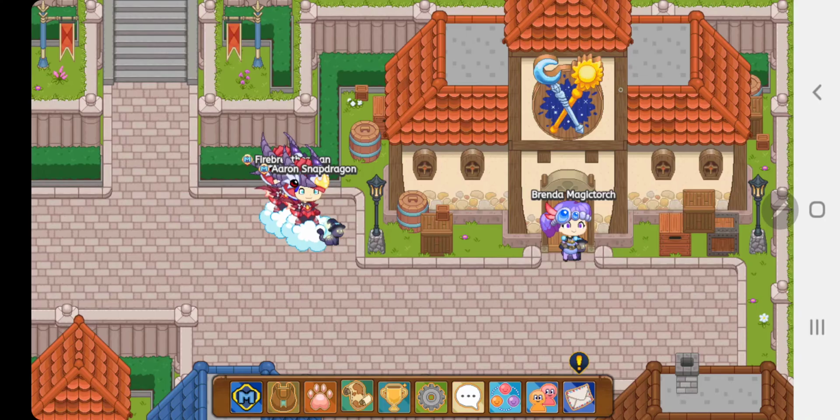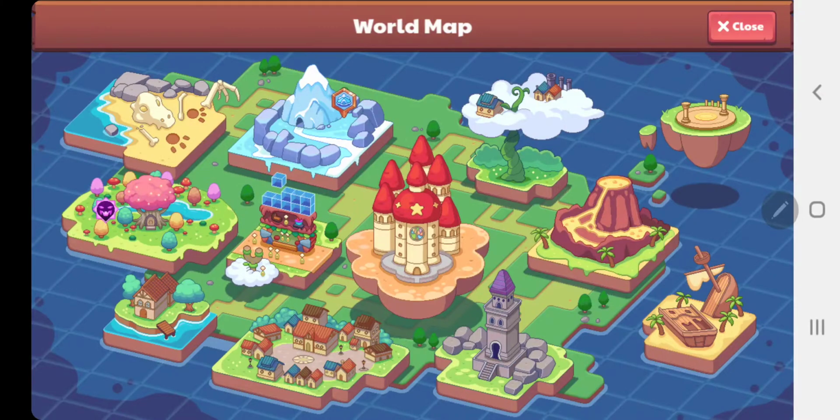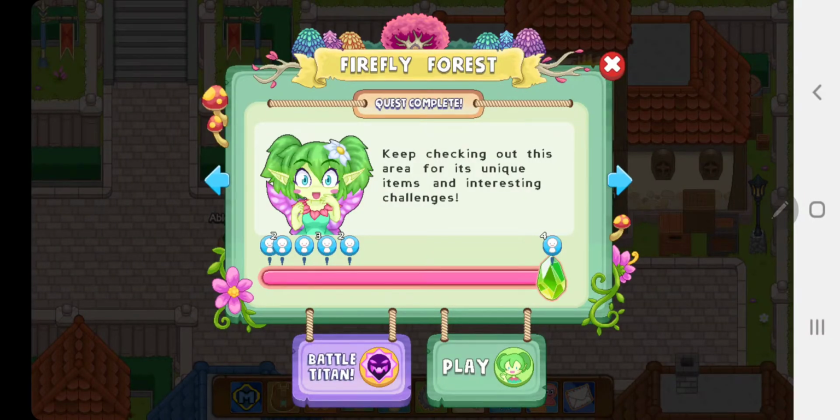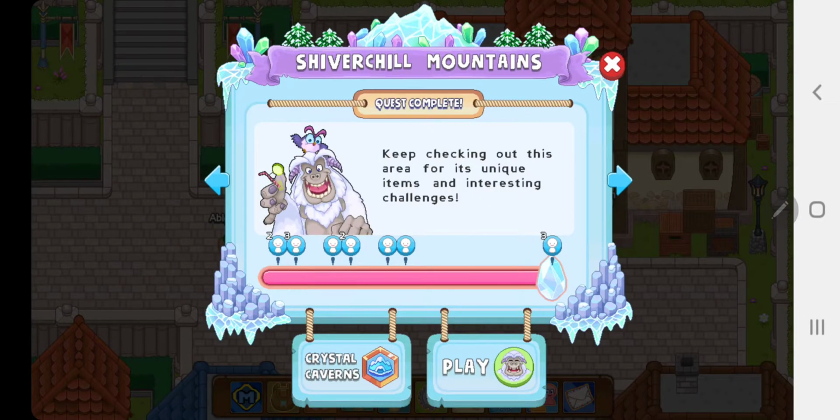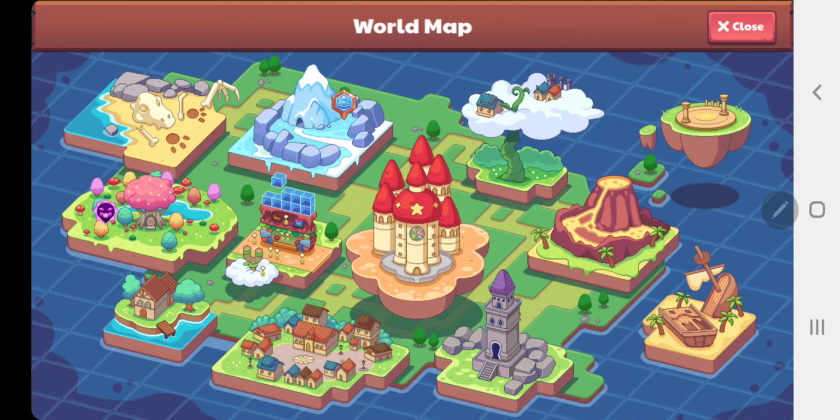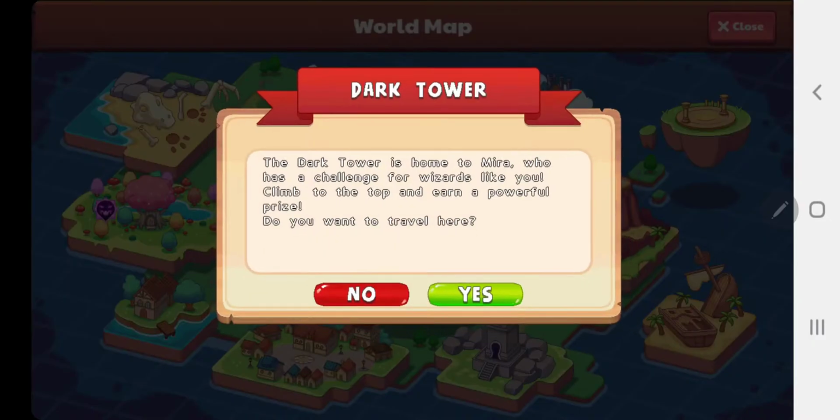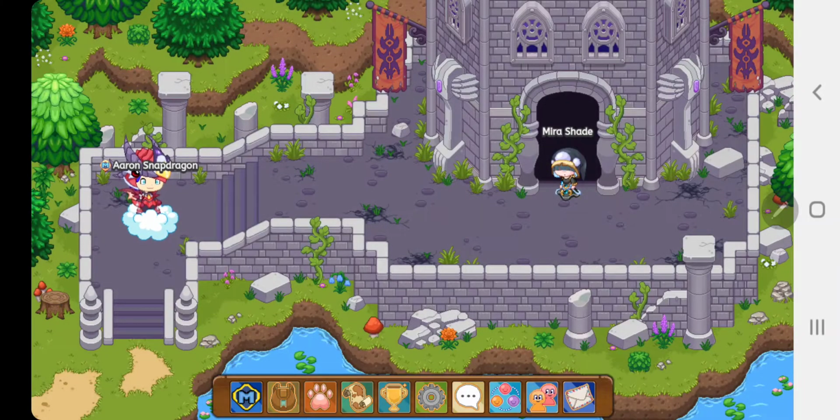There it is. My recommendation for the best place to get experience would be the missions from the Firefly Forest, the first one, because it's so easy. And as you see, I just passed all of them. I just need the water one, which I'm not going to pass today. My second recommendation is this one.